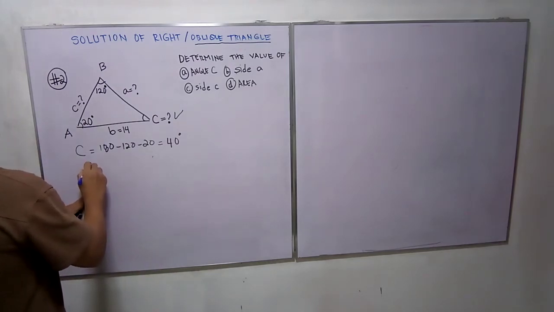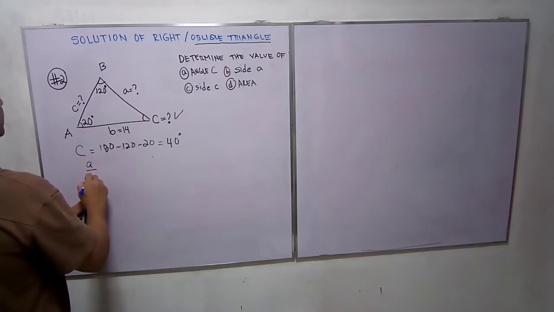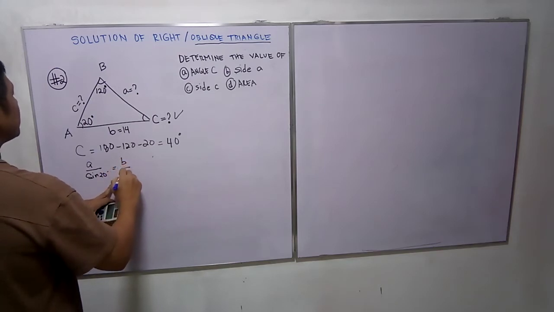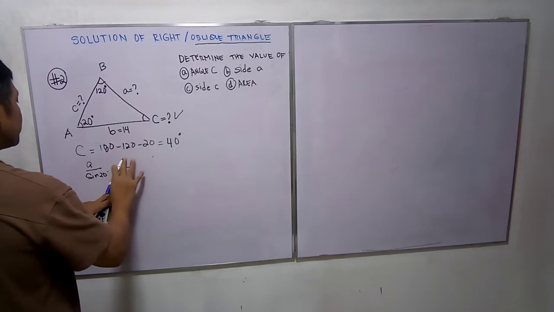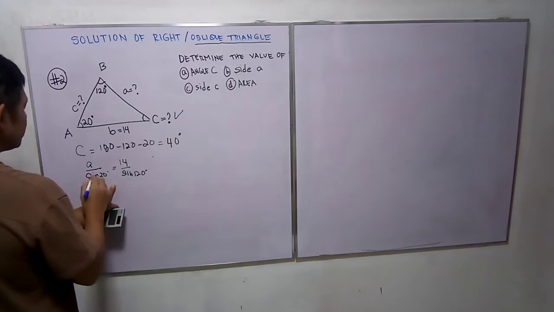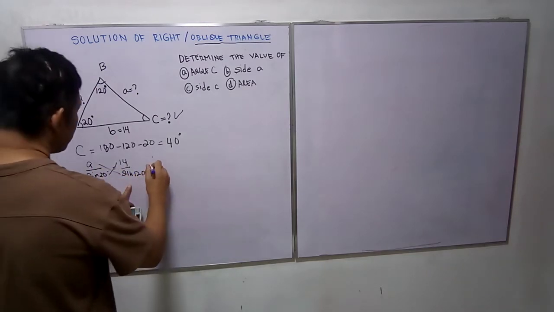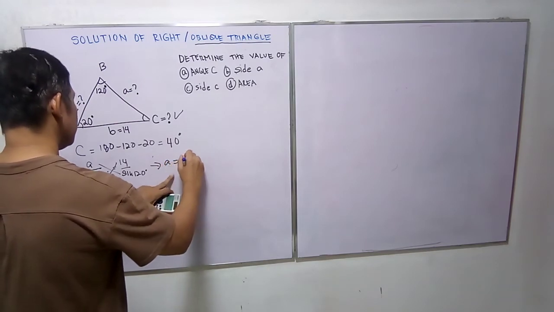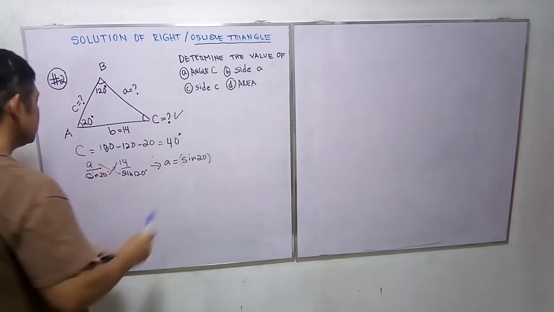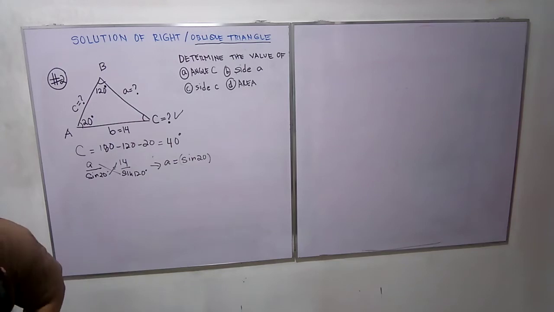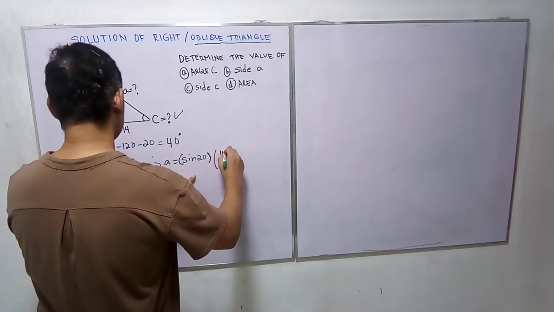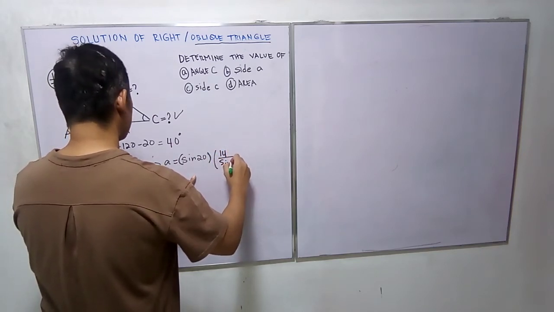Mangyari po ay A over sine of 20 degrees is equals to B over B, ipasok na natin yung value 14 kasi 14 over sine of 120 degrees. Therefore, by cross multiplication, mapapalabas na natin yung A. A equals to sine of 20 times 14 over sine of 120 degrees.